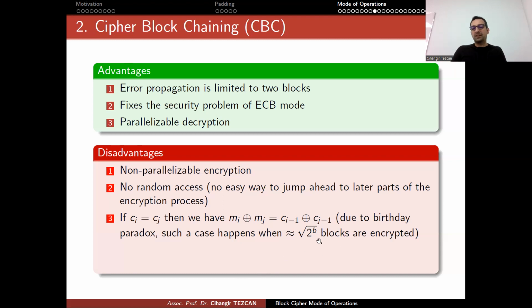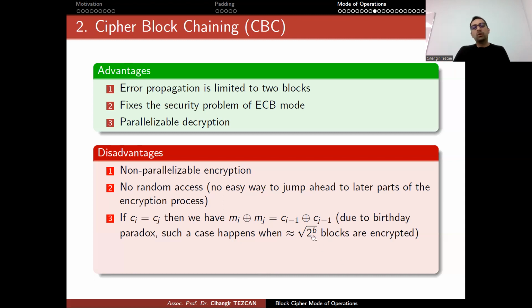But of course, if B is large, like 128 bits, this means that you need to change your secret key after encrypting 2 to the 64 blocks. And 2 to the 64 blocks is a very huge number. Most probably you will never encrypt that many blocks, okay?